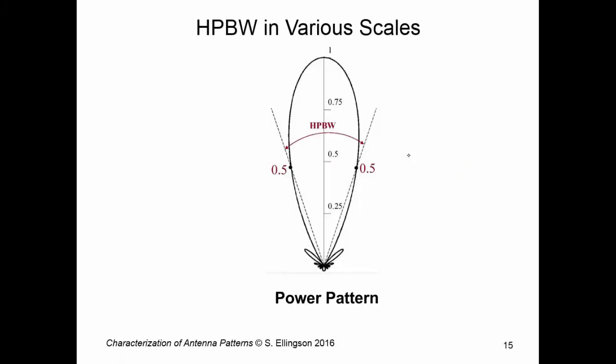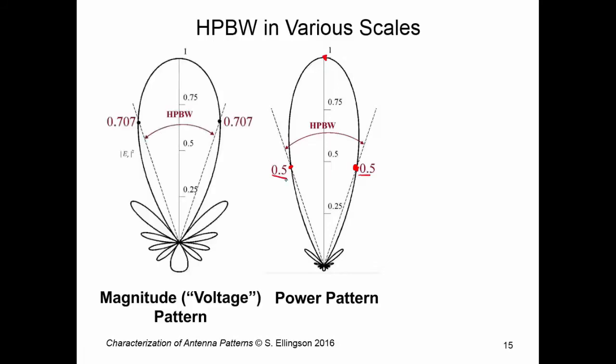We can also draw these patterns in various scales. So in linear units, the power pattern is a maximum of 1 here. The half-power beam width is defined between the points at which the normalized power pattern has dropped to a value of 1/2. But if we show it in terms of a voltage pattern, we can show it this way. In terms of the voltage, the value is dropped only to 1 over the square root of 2. And the half-power beam width hasn't changed. We're just simply showing it as a magnitude or voltage pattern as opposed to a power pattern.